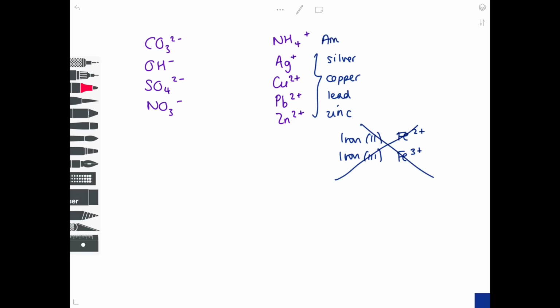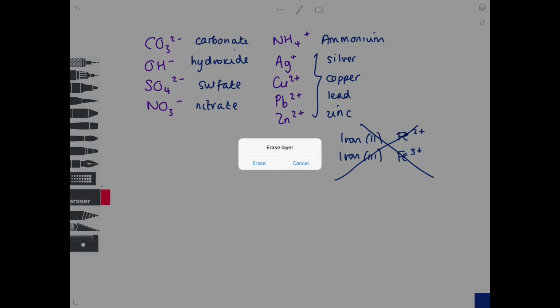This is the ammonium ion. And now looking at the negative ions, if it's combined with oxygen, it tends to have ate in its name. So this is carbonate, sulfate, and nitrate. And that final ion is hydroxide. So now we can get started on some examples.